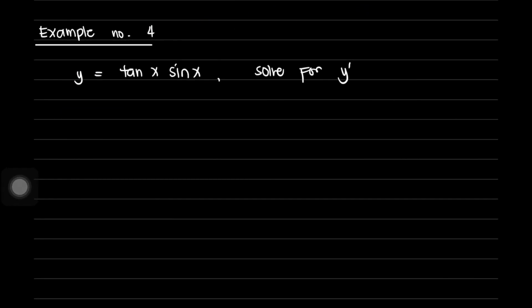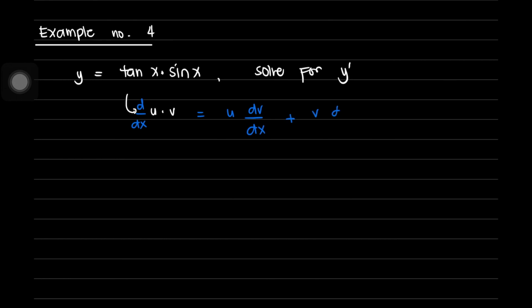So another example we have in here, we have y equals tangent of x sine of x, and we are going to solve for y prime. Now, if you're going to inspect the given function here, we have tangent of x multiplied by sine of x. So basically, we have a function which is in the form of u multiplied by v. And the derivative of u times v is equal to, right? So if we're going to get the derivative of u times v, that would now be u multiplied with the derivative of v with respect to x plus v multiplied with the derivative of u with respect to x.